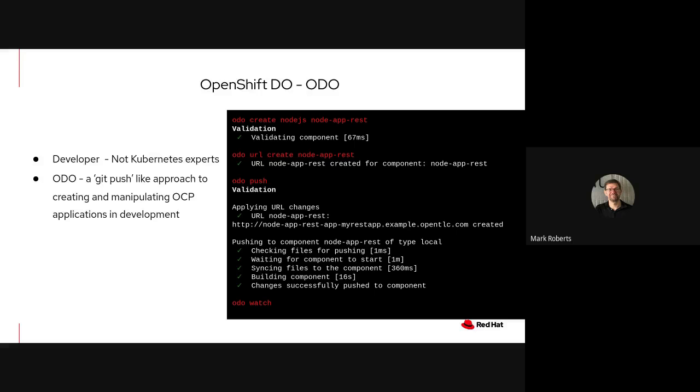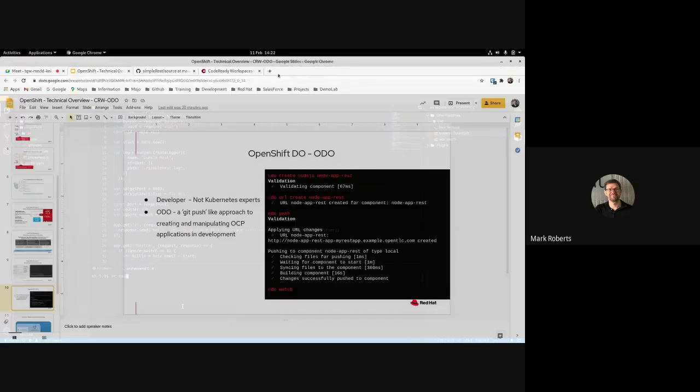Here with ODO, we do similar things. So in the red commands here, you can see odo create to create a Node.js application. odo url create to create a URL that can be used to access the application. Then we do an odo push, and that pushes it up into OpenShift. It uses the source to image compile process of OpenShift to create the application, which is fantastic. And it's really easy to use, very simple commands for developers to learn. So let's create a project.